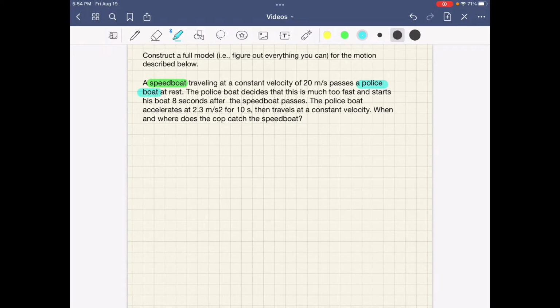Now, speedboat, police boat, they kind of sound similar, and sometimes due to my Hispanic accent, they might sound identical. Therefore, whenever I refer to the speedboat, I'll just say boat, and then for the police boat, I'll say police, okay? All right. Now, normally we would want to start with our graphs, right?